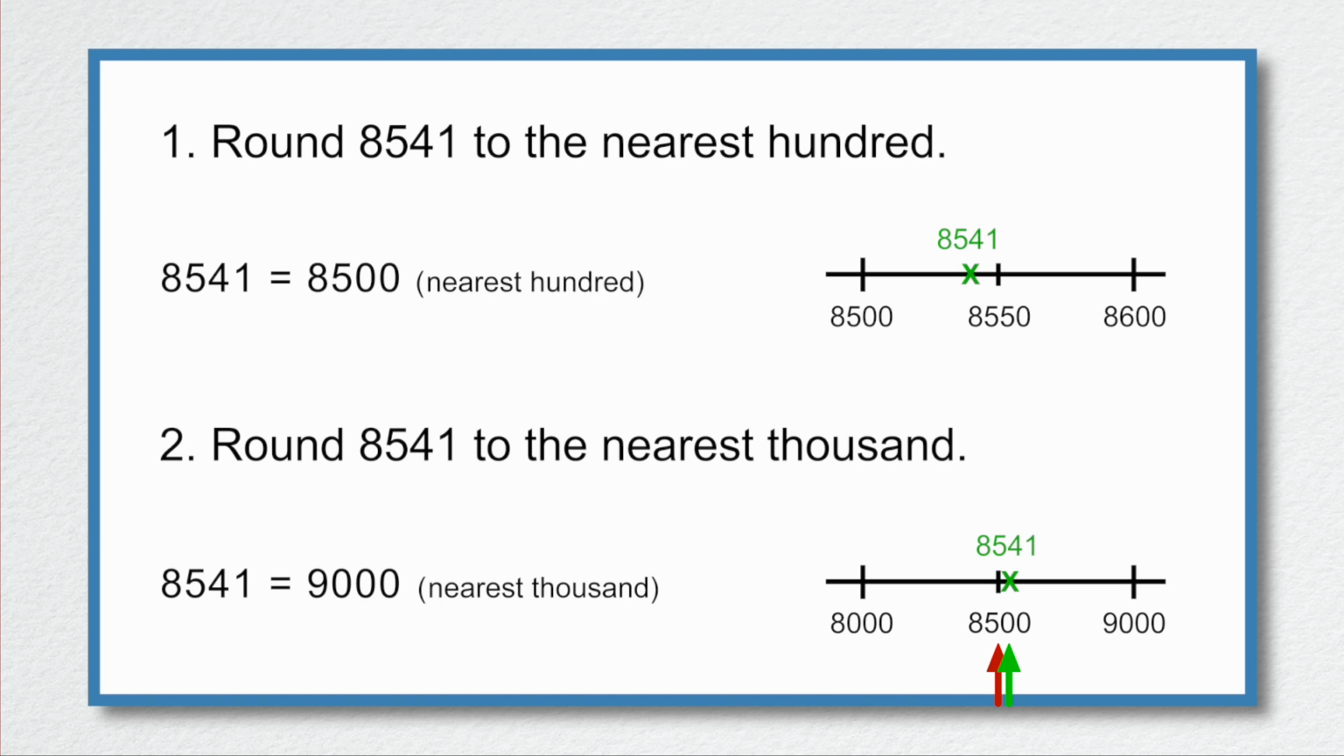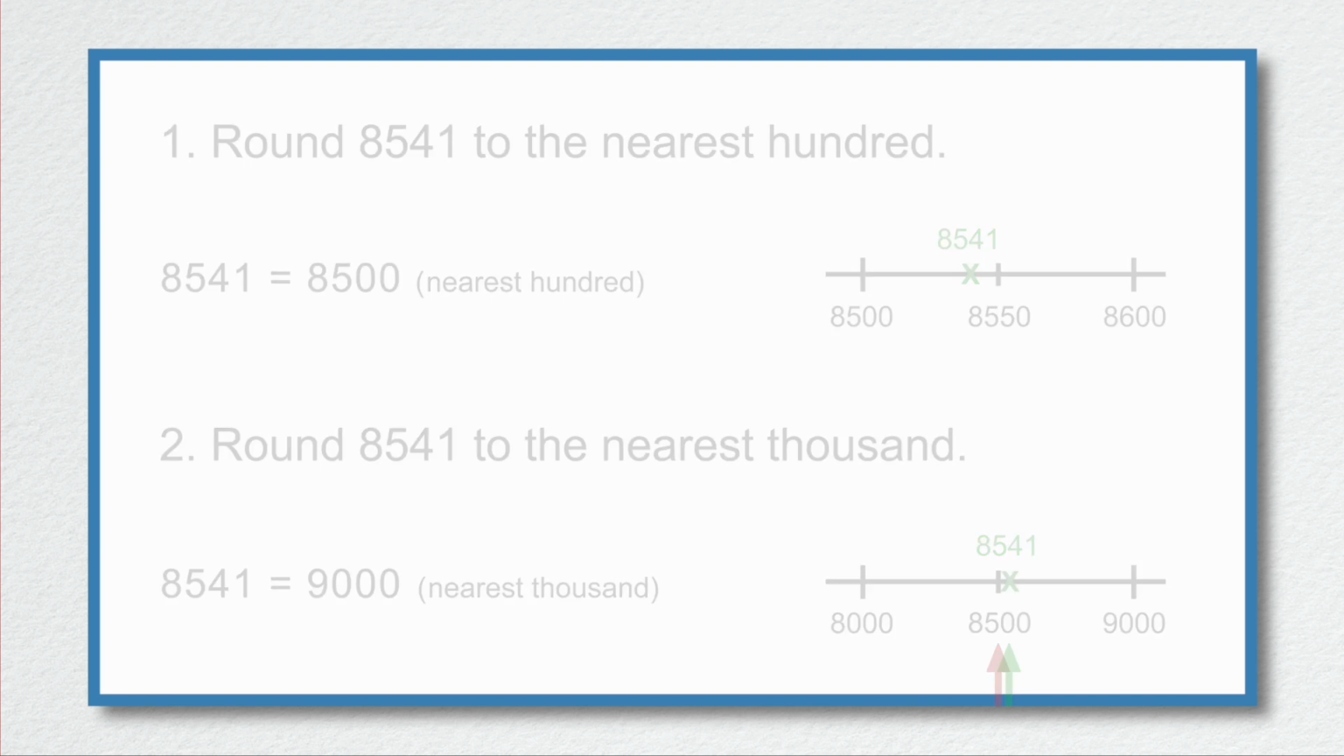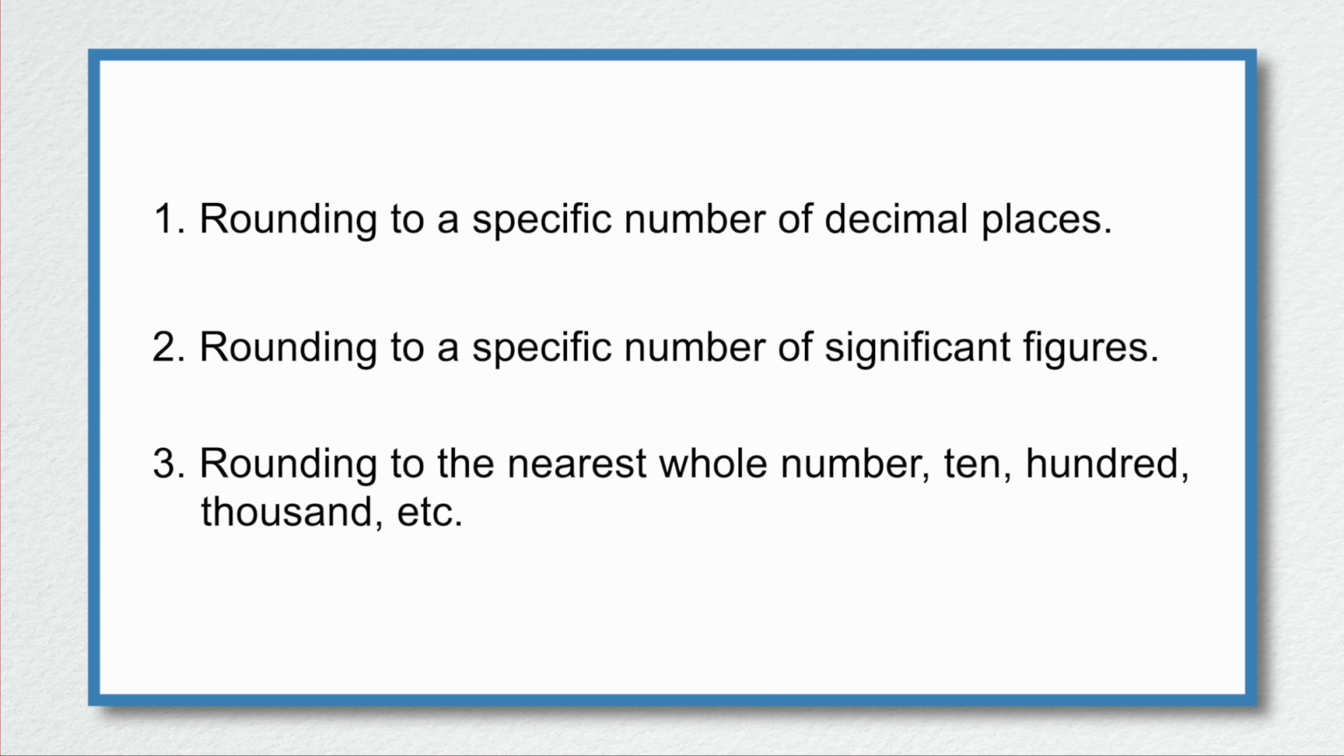So that's all I'm going to be doing for this video on rounding. We've now looked at 3 different ways in which we can round numbers: rounding to a specific number of decimal places, rounding to a specific number of significant figures, and rounding to the nearest whole number, 10, hundreds, and thousands.